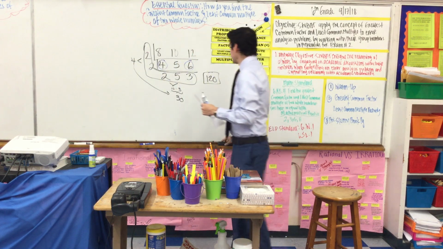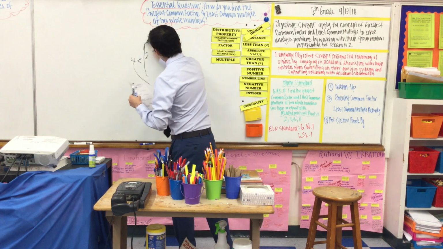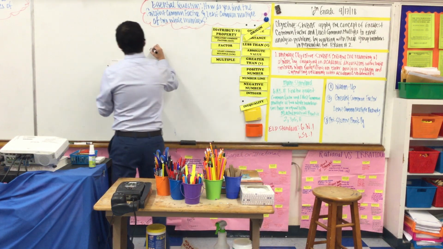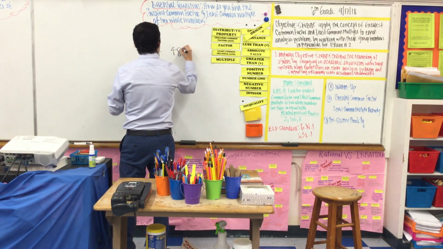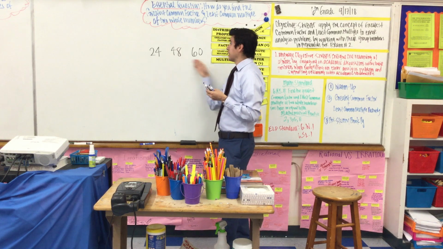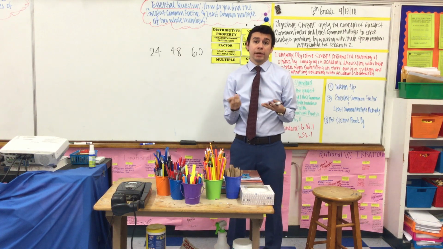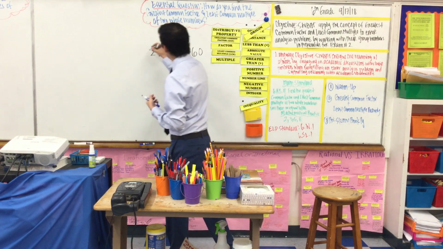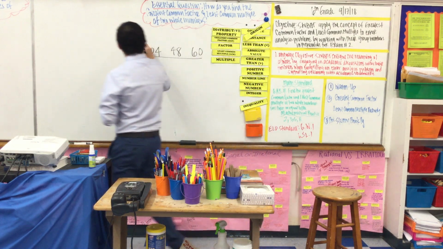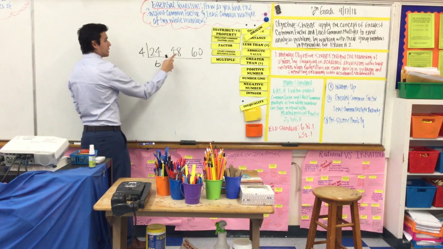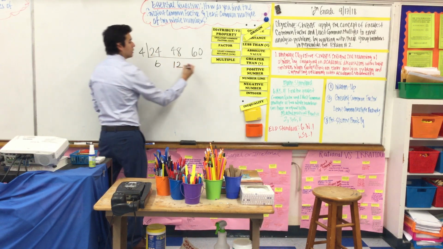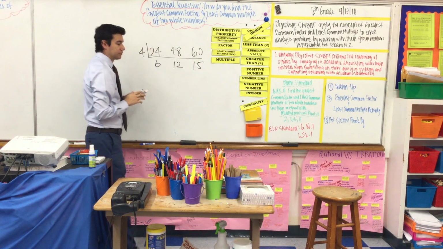Let's do another one. Let's do 24, 48, 60. Once again, you ask yourself, can you take out any numbers from all three of them, or in pairs? Well, I could take out, I believe, a 4. 24 divided by 4 is 6. 48 divided by 4 is 12. 60 divided by 4 is 15.